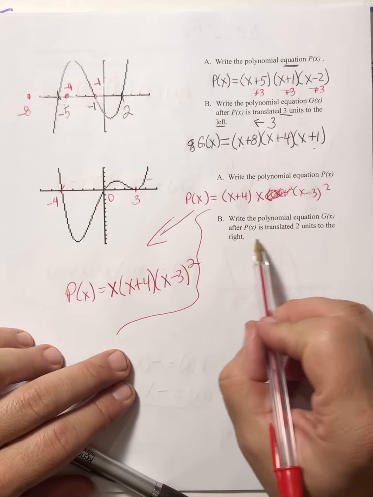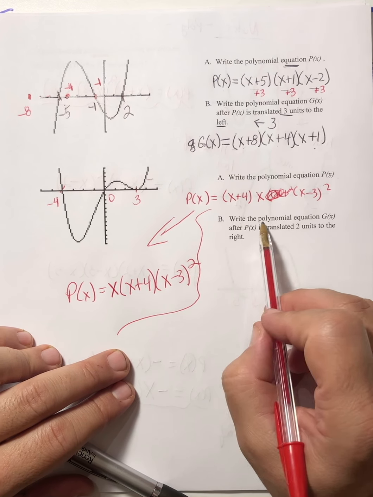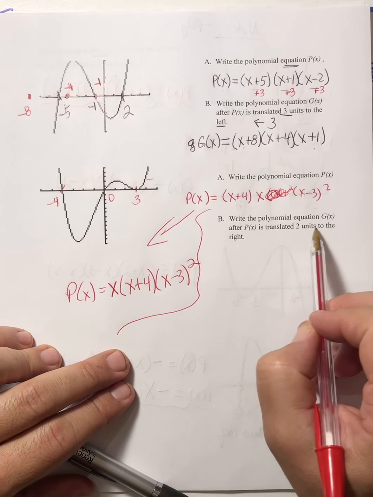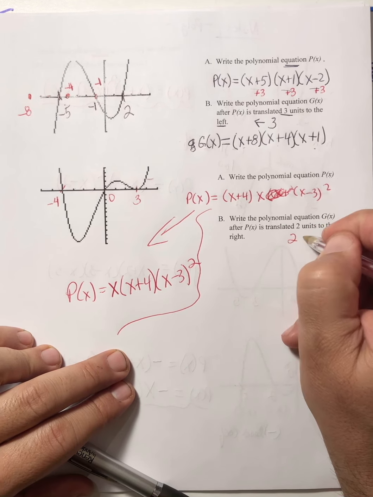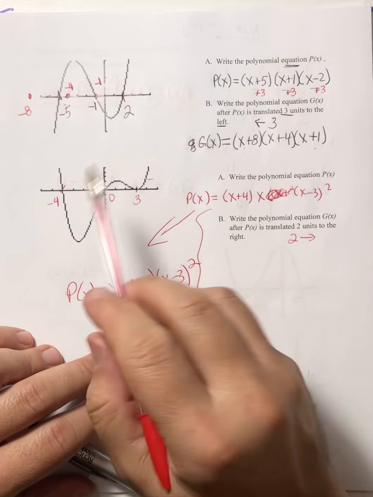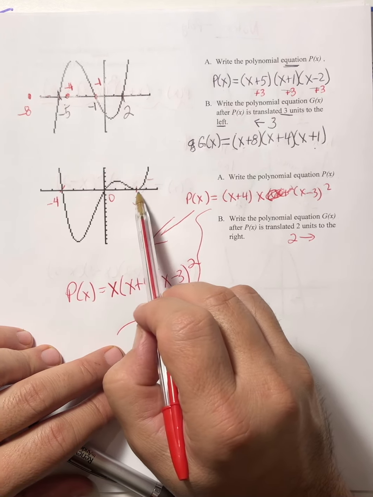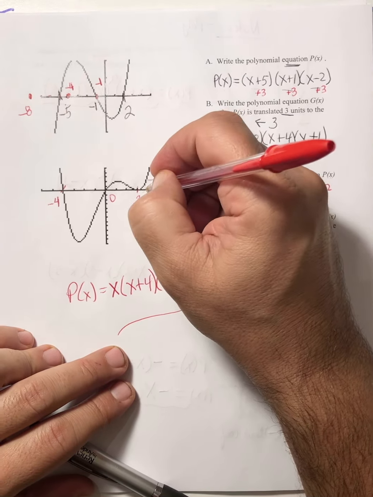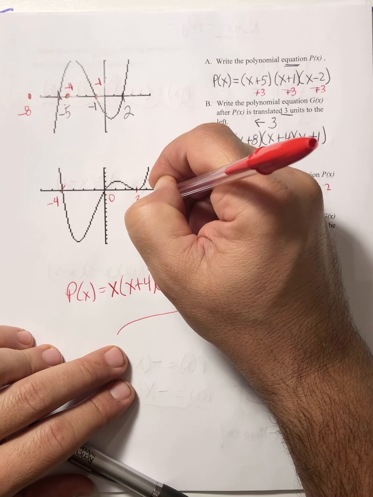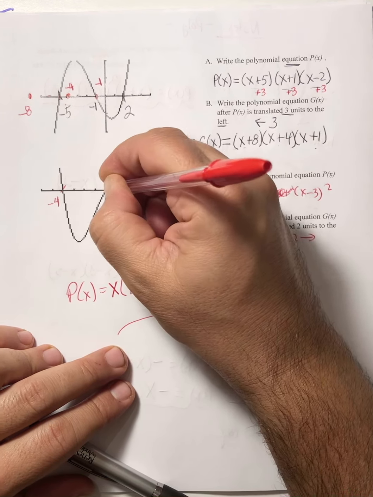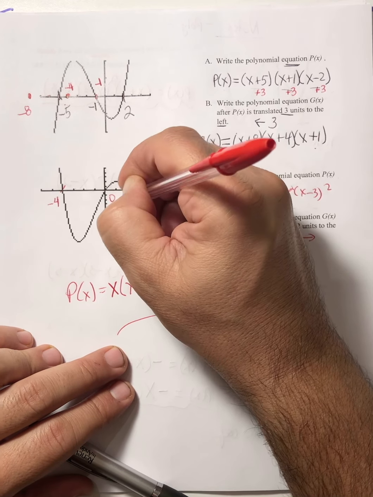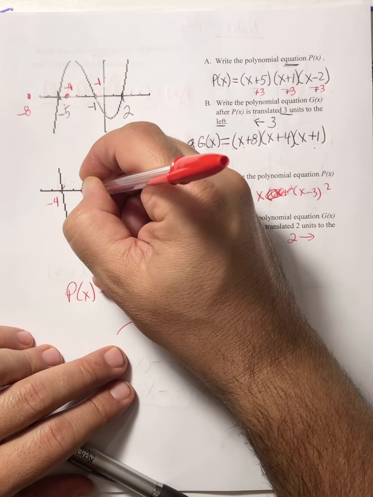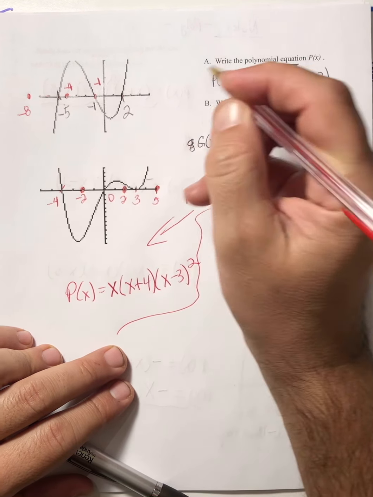All right, now what does this say? Write the polynomial equation g of x after p of x is translated 2 units to the right. So we're going 2 to the right. So what does that literally mean I do to all of these values? That's right, I'm adding 2. Well, I'm going to take the 3 and we're going to go 2 to the right. So 1, 2. That's my new point. There it is right here. That's the new spot. And then this right here, 1, 2. Those are the new spots.